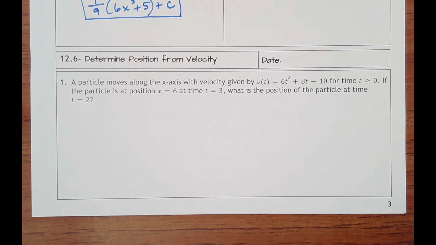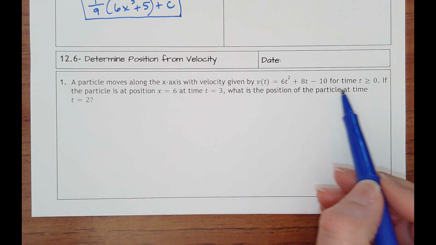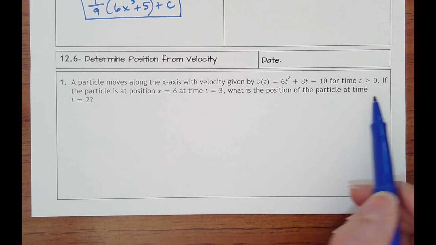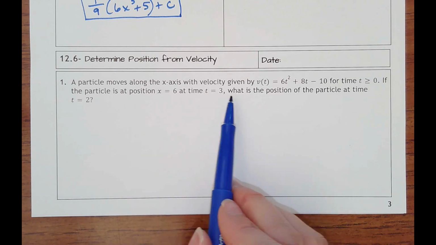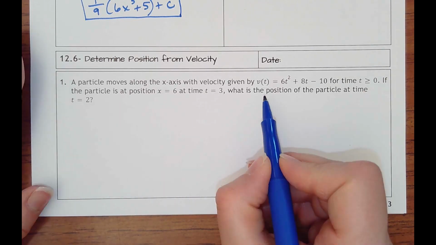Lesson 12.6, determine position from velocity. It says a particle moves along the x-axis, yes, we're back to these, with a velocity given by this velocity function for times greater than or equal to 0. If the particle is at position x equals 6 at a time of 3, what is the position of the particle at a time of 2?